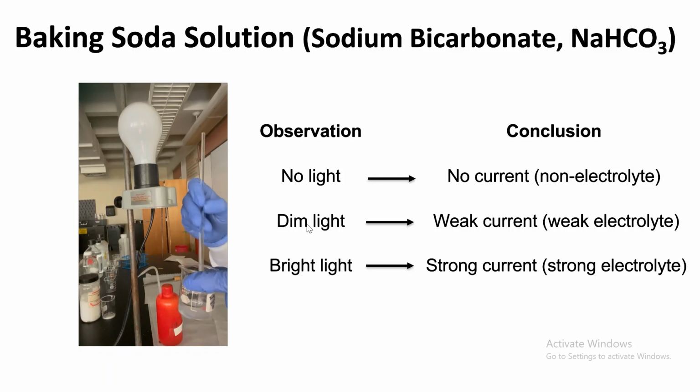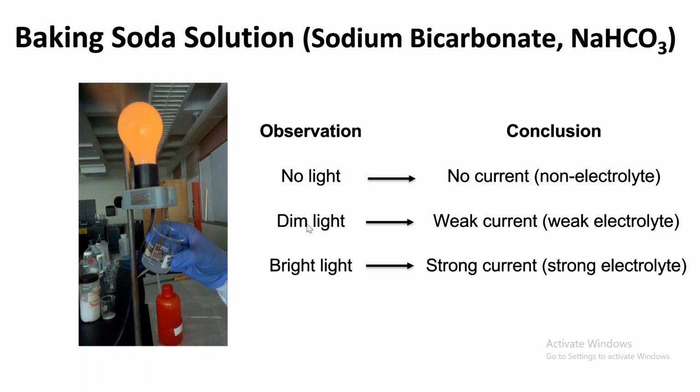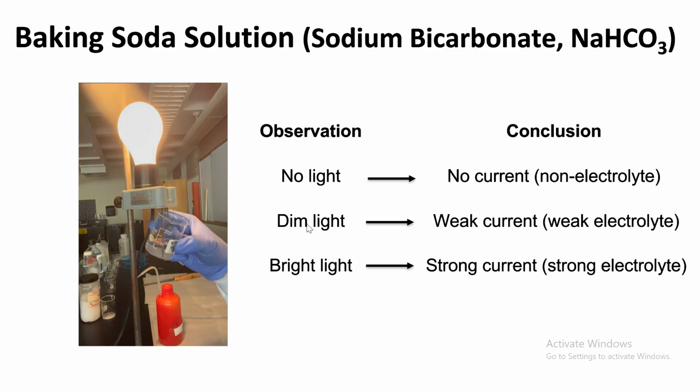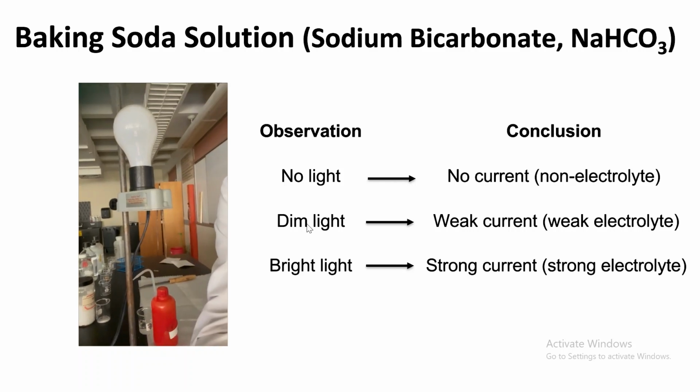So baking soda does not conduct as a solid. But let's see if we mix it up. We're dissolving it, breaking it apart, and let's see. Oh, so baking soda conducts electricity as a liquid, but not as a solid. So you're going to write bright light, strong current. It's a strong electrolyte, baking soda. And a very important summary: it did not conduct as a solid, but it conducted when it was dissolved in water. So bright light, strong current.